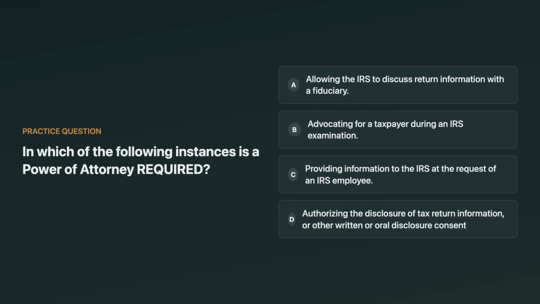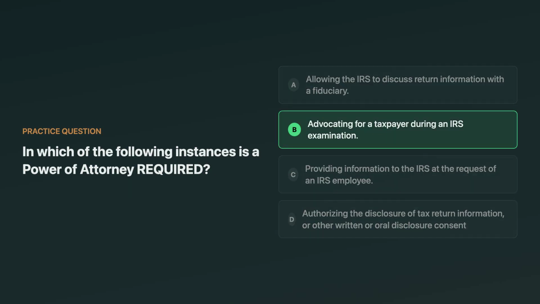In which instance is a power of attorney required? Options include letting the IRS discuss return information with a fiduciary, advocating for a taxpayer during an IRS examination, providing information to the IRS at an employee's request, or authorizing disclosure of return information through written or oral consent. Think about what crosses the line into representation. Think about it.